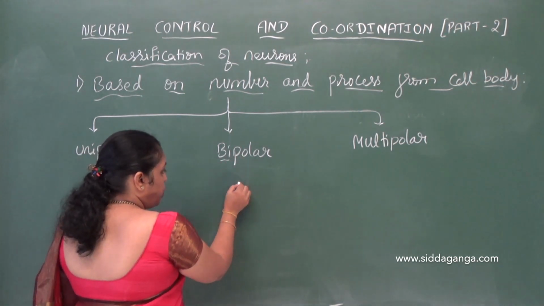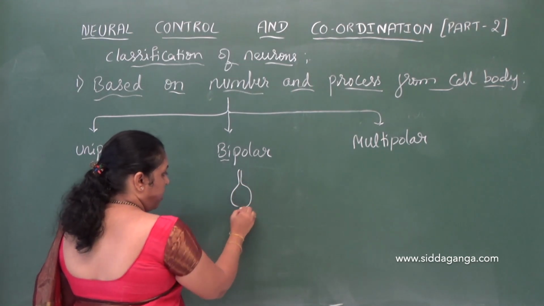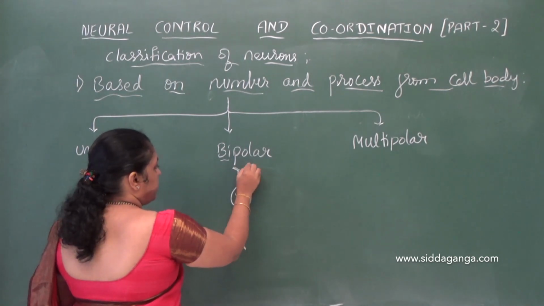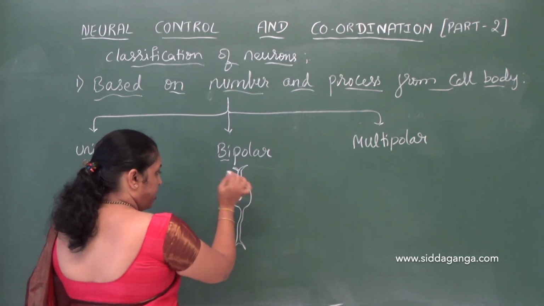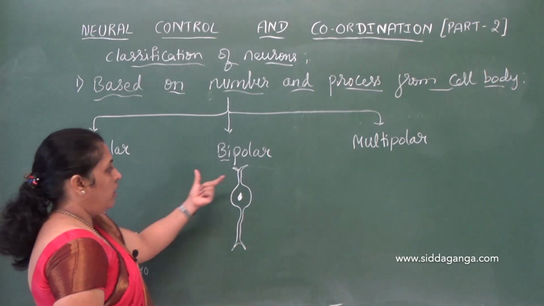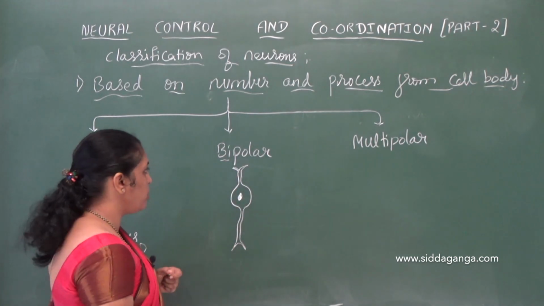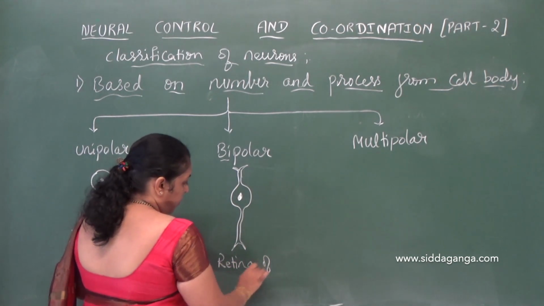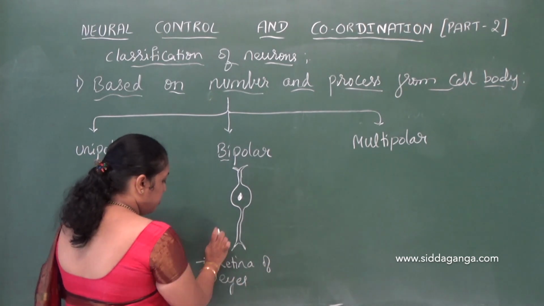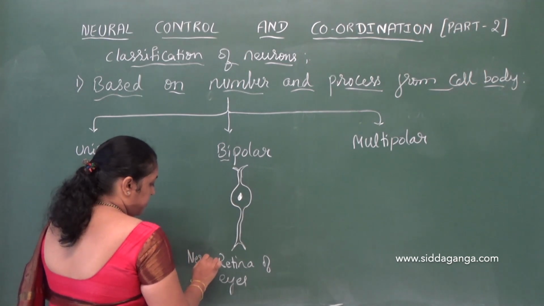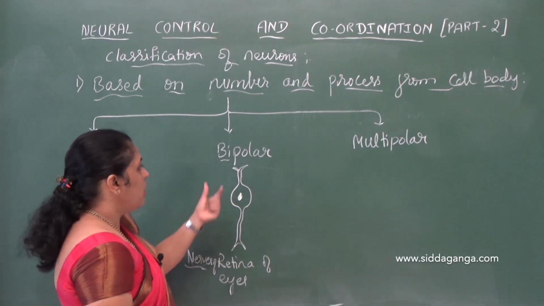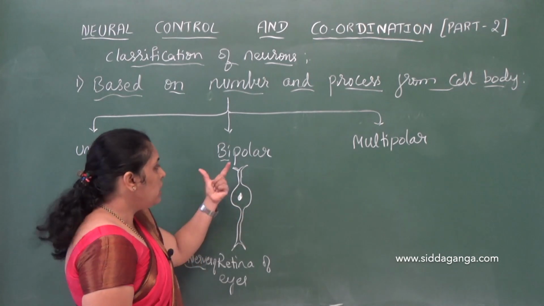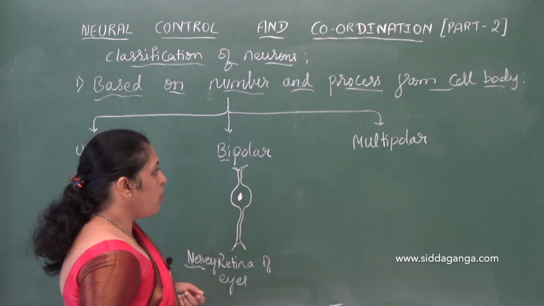Bipolar: bi means two processes arise from the cell body. One is a dendrite, another one is an axon. Here we see only the axon, here we see the dendrite. One dendrite and one axon in bipolar neurons, seen in the nerves of the retina of the eyes.